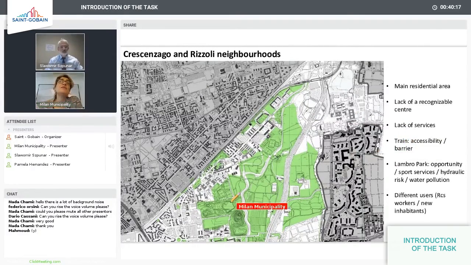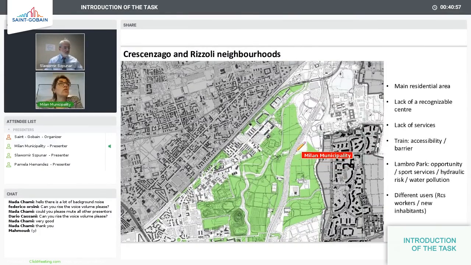There is a lack of a recognizable center, a lack of services, and the train, the underground, I would say, is at the same time an important element for accessibility, because in 10 minutes you are connected to Loreto, for example, and then with the city center. So it's an outskirt, but at the same time an outskirt that is closer to the city center because of the presence of the underground, but at the same time it is a bigger barrier with the other part of the neighborhood.